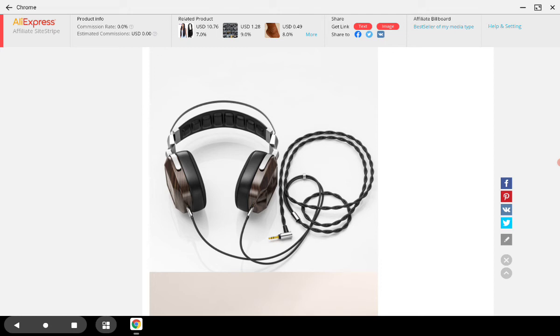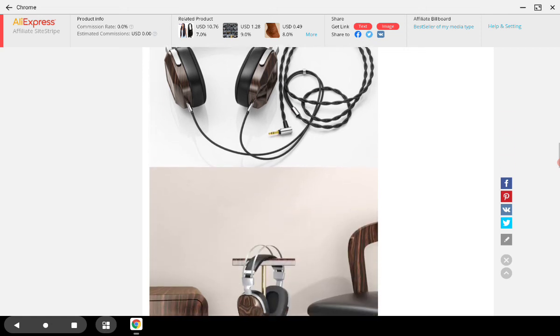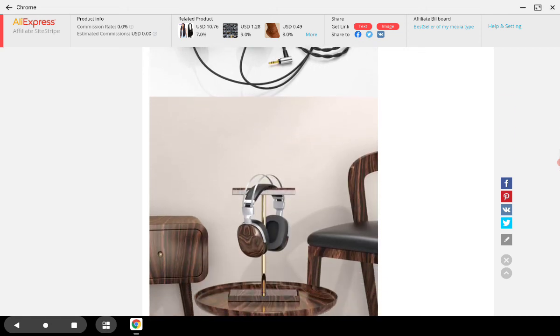They're using a leather headband for comfort, which is okay. Protein leather headband filled with memory foam that can fit most heads and be comfortable at the same time. Sensitivity on it is 100 decibels. Frequency response is 20 hertz all the way up to 20 kilohertz.